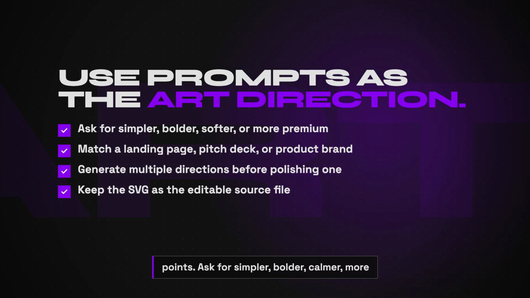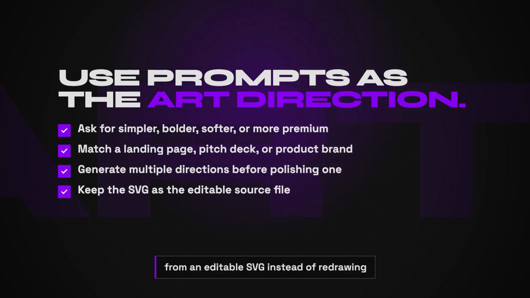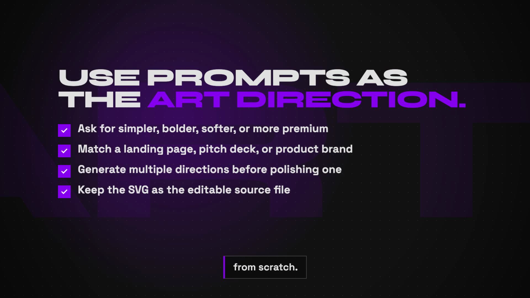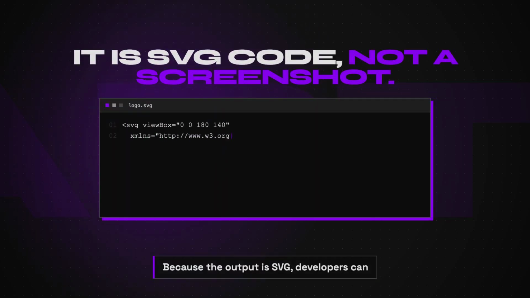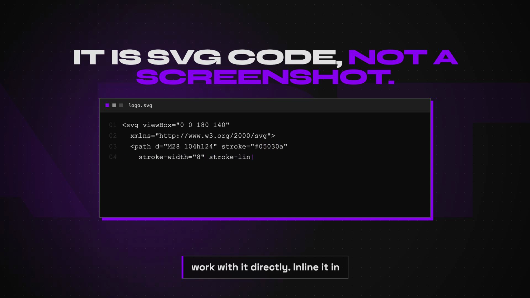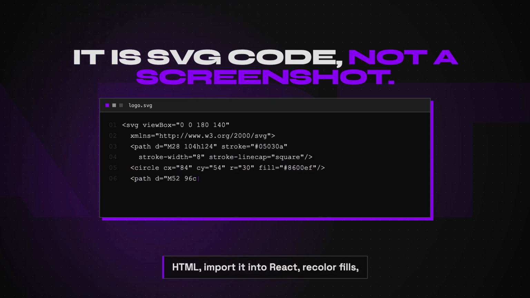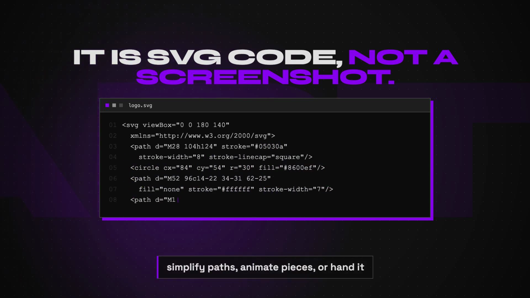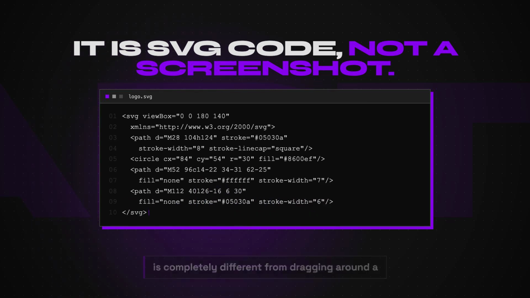Ask for simpler, bolder, calmer, more playful, more premium, more geometric, or closer to your brand colors. Generate a few directions, keep the strongest one, then polish from an editable SVG instead of redrawing from scratch. Because the output is SVG, developers can work with it directly. Inline it in HTML, import it into React, recolor fills, simplify paths, animate pieces, or hand it to a designer for final refinement. That is completely different from dragging around a static PNG.